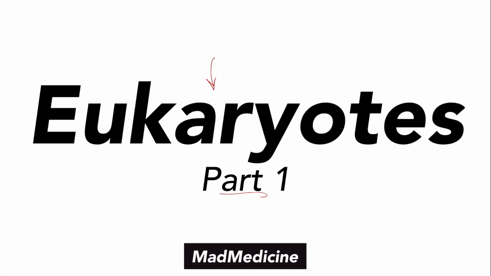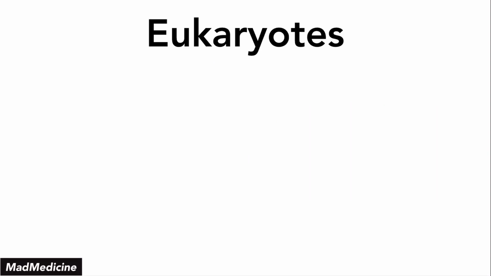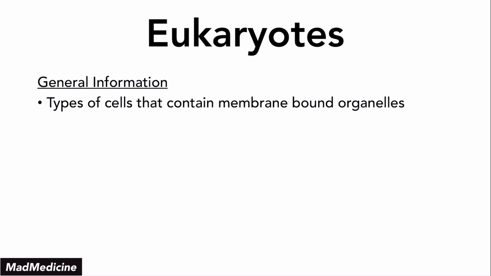Okay, so that being said, let's just dive right in. Let's talk about eukaryotes. Eukaryotes are very important. These are types of cells you will be tested on and you need to know very well. The general information about eukaryotes you need to know is that these are types of cells that contain membrane-bound organelles. Very, very important because this is a key distinguishing factor for eukaryotes.